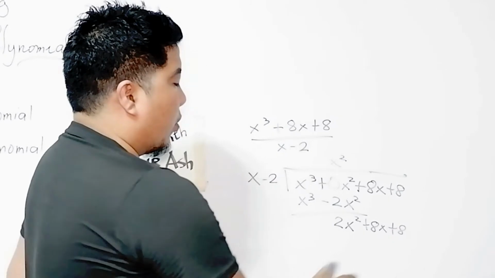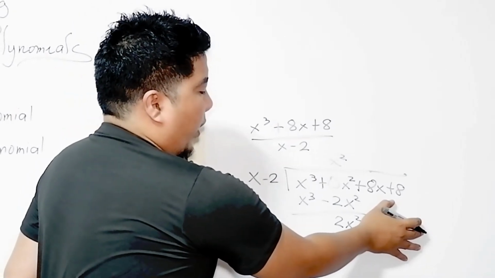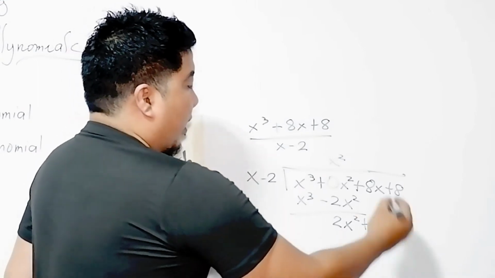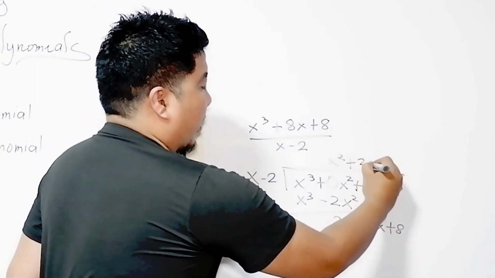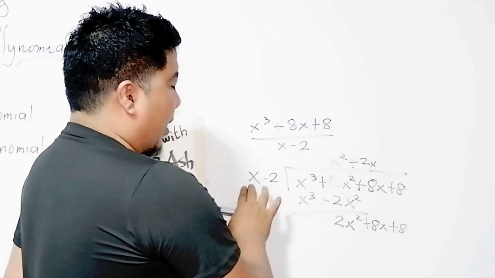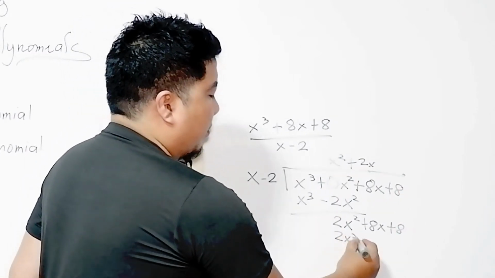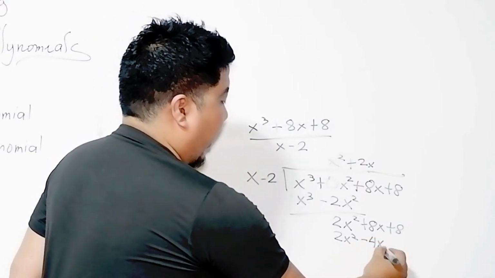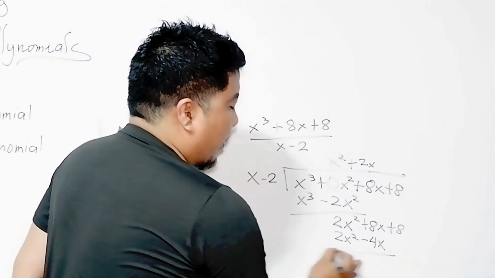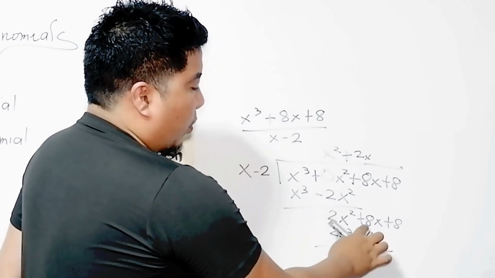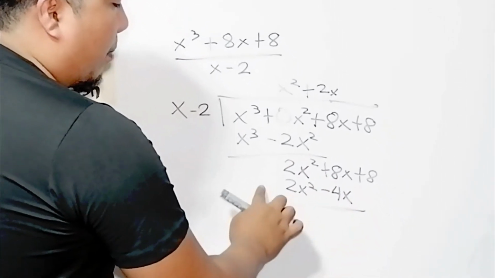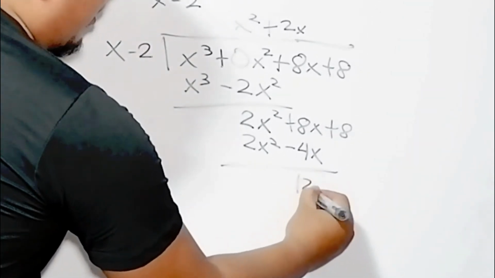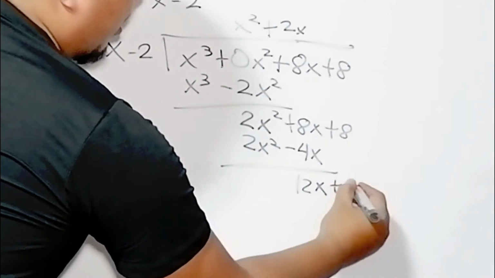Okay. So I will cover this one, giving me 2x squared. I will cover this one, giving me x. 2x squared divided by x, that is positive 2x. So 2x times x, that is 2x squared. 2x times negative 2, that is negative 4x. And then I will subtract them. Nothing is left here. So 8x minus negative 4x. Minus negative 4x will become positive. So that is positive 12x. And I will bring down the plus 8.